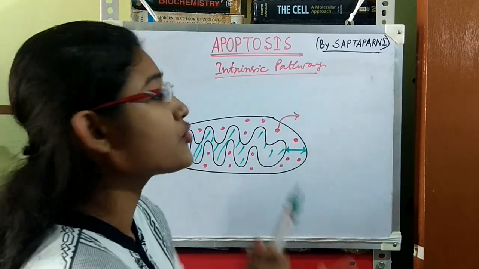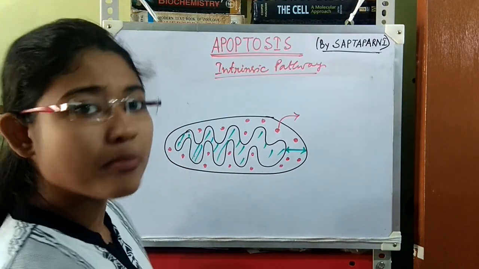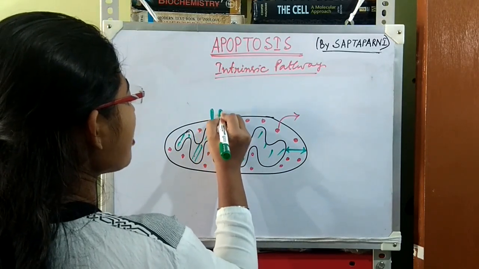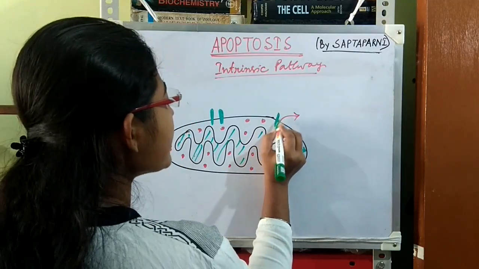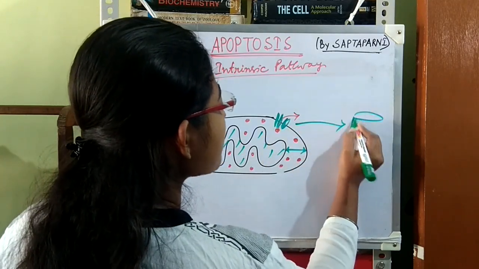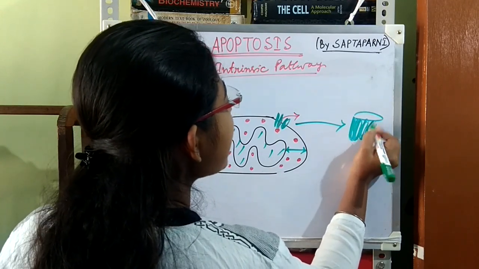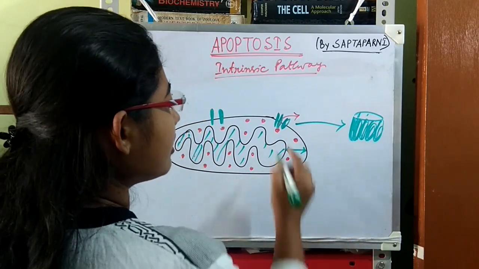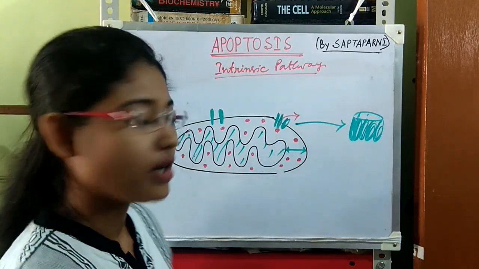But how is it transferred to the cytosol? Actually, what happens? On the outer membrane of the mitochondria, the BH1 to 3 family of proteins, that means Bax and Bak, form an oligomer like this. If it forms, see, this is a Bax protein, this is a Bax protein, so they form a channel like this, arranging like this. Through this channel, the cytochrome C can go from inside to outside of the mitochondria.